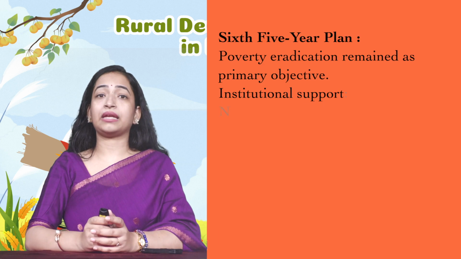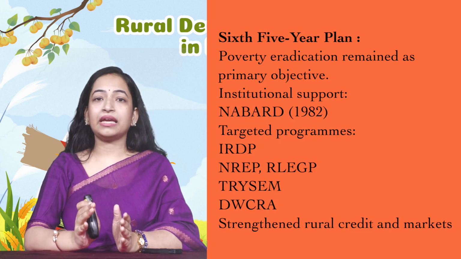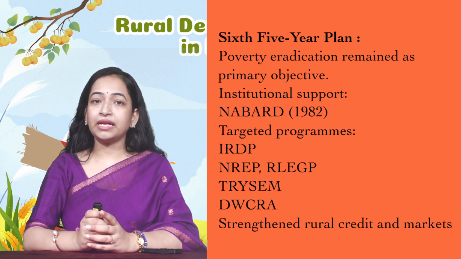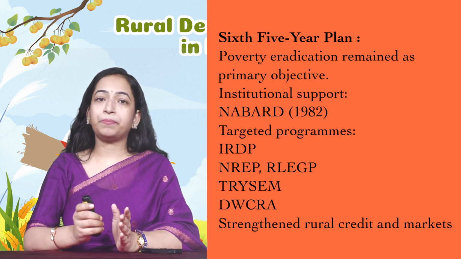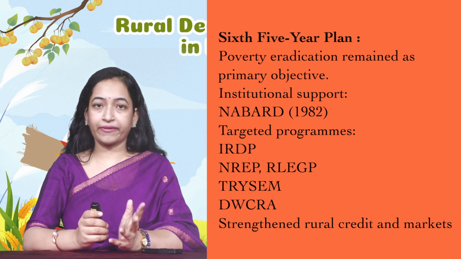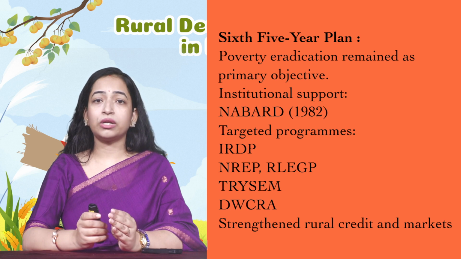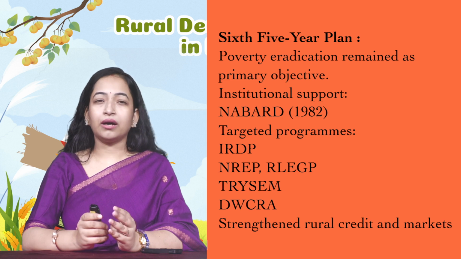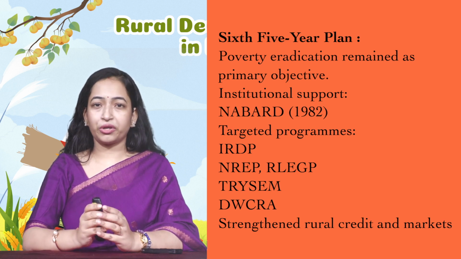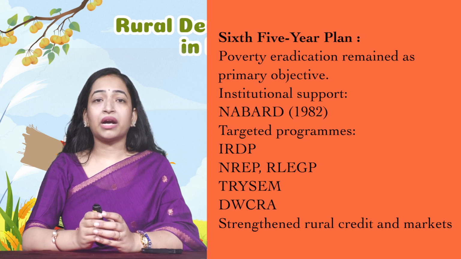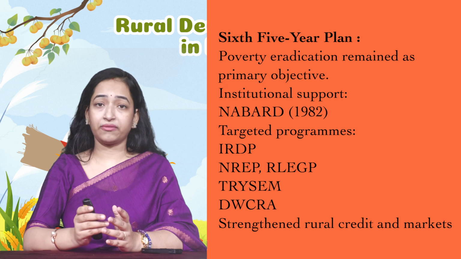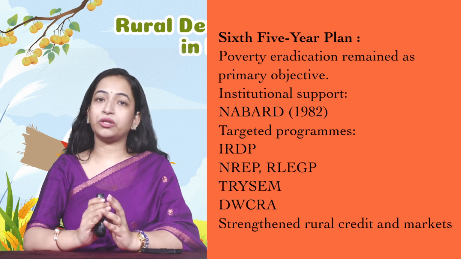It ran from 1980 to 85. And this again made the eradication of poverty its principal objective. To support rural development, the plan created stronger institutional finance. NABARD was established in 1982, consolidating credit functions from the RBI and the Agricultural Finance and Development Corporation. It also strengthened market infrastructure by promoting regulated markets and cooperative marketing to support rural producers.